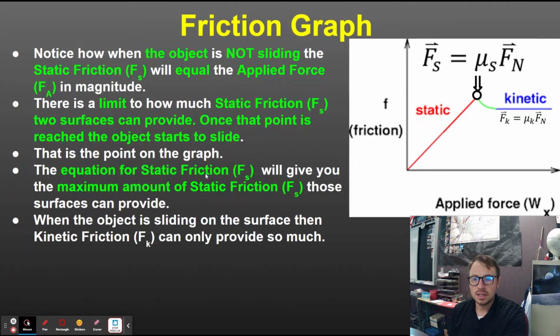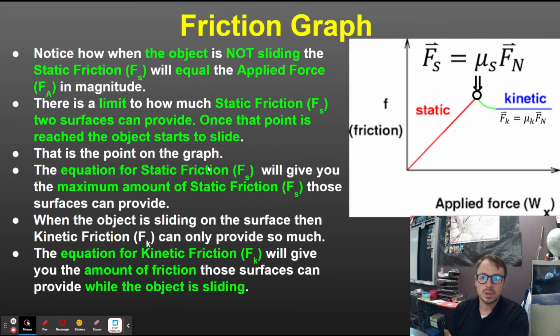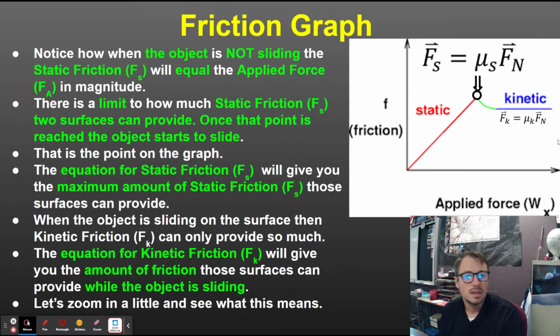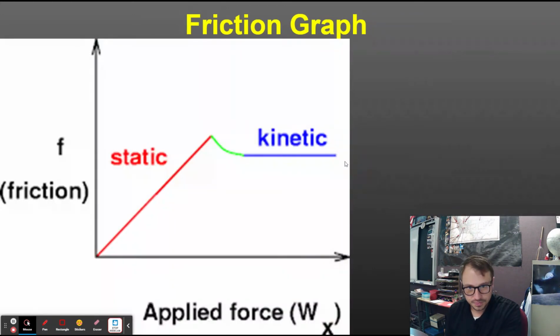Now, when the object is sliding on the surface, then kinetic friction can only provide so much. The equation for kinetic friction will give you the amount of friction those surfaces can provide while the object is sliding. You can see here that it doesn't matter how hard you push. If it's sliding, it's still going to be that equation.